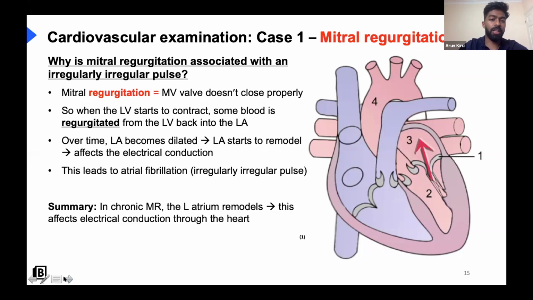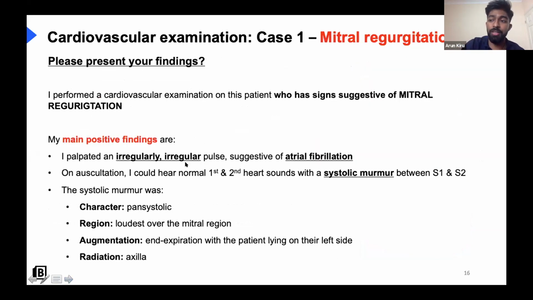Okay, so let's now look at questions we could get asked. The most common question after our examination is to present our findings. So we use that same structure we talked about. I performed a cardiovascular examination on this patient, who has signs suggestive of mitral regurgitation. Then we list out our positive findings. So my main positive findings to support this are, I palpated an irregular pulse, which is suggestive of atrial fibrillation.